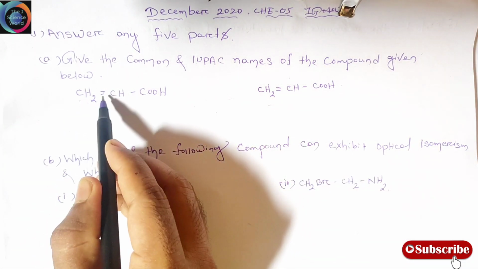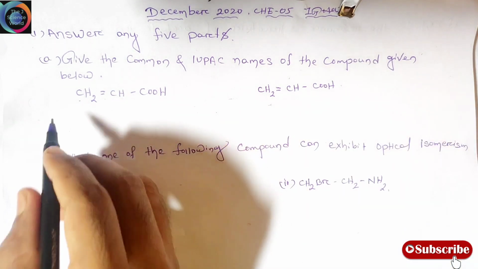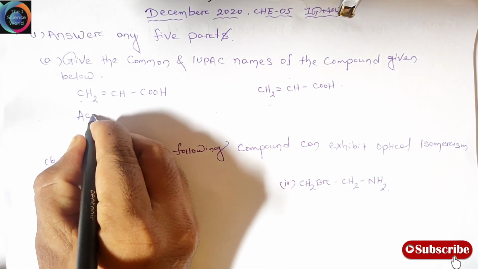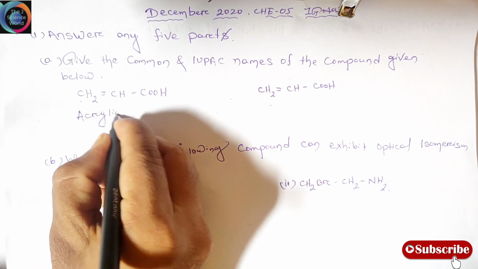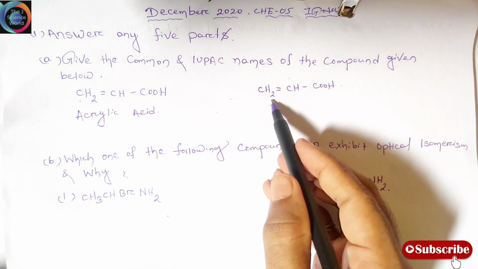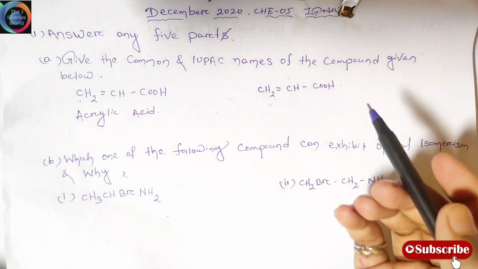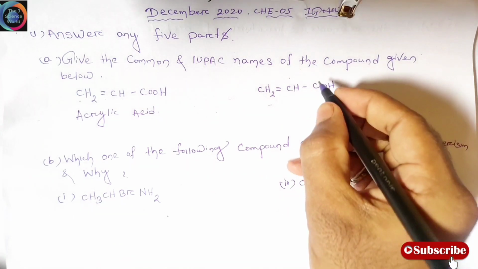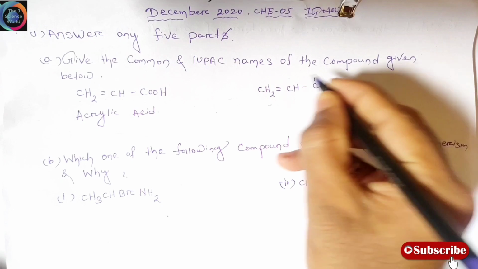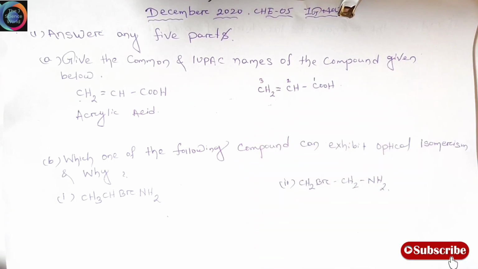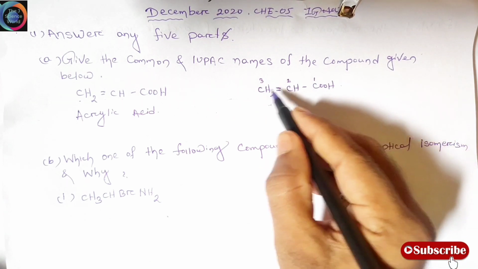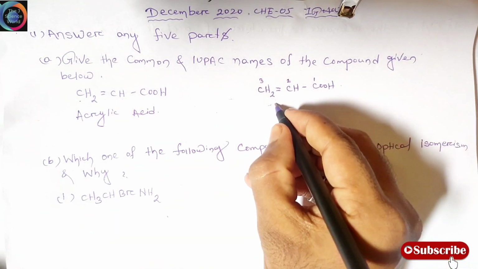Friends, this is CH2=CH-COOH. Friends, the common name of this compound is acrylic acid. The IUPAC naming of this compound is simply numbering. This is our terminal functional group, so we start numbering from this terminal part. This is 1, 2, 3. In the second position a double bond is present, and there are 3 carbon atoms, so we use prop.